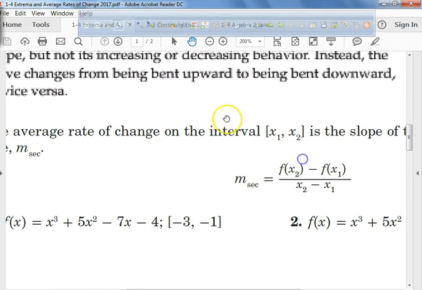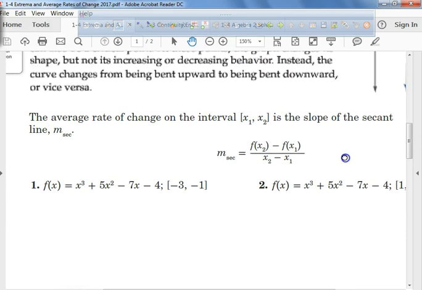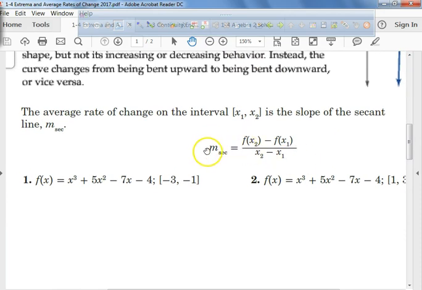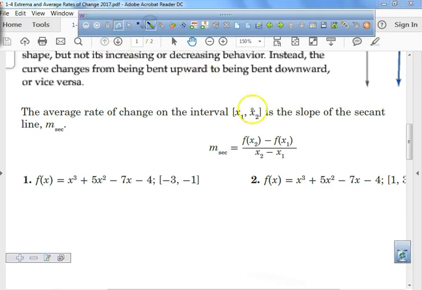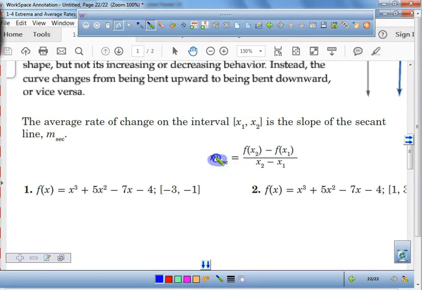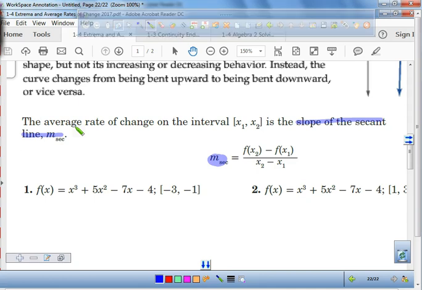Now what I need you guys to do next, all right? I need you guys to copy down this equation right here. I want you guys to understand this right here means the slope of a secant line. That's what it means. It means a slope of a secant line.